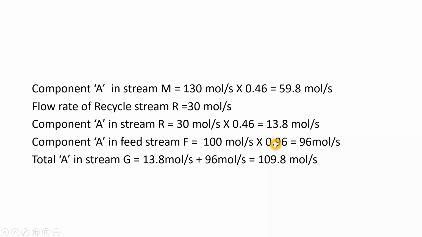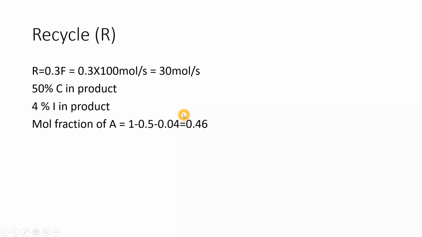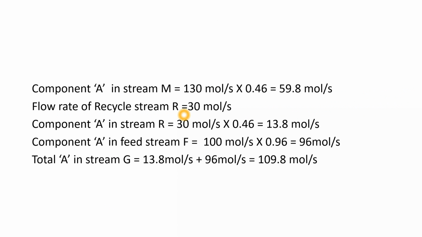Why is it this? Since they have given that the fresh feed of the reactor consists of 96 mole percent reactant A and 4 mole percent inert, right? There is no problem. So component A in feed stream F is equal to 100 mole per second into 0.96, that is 96 mole per second.